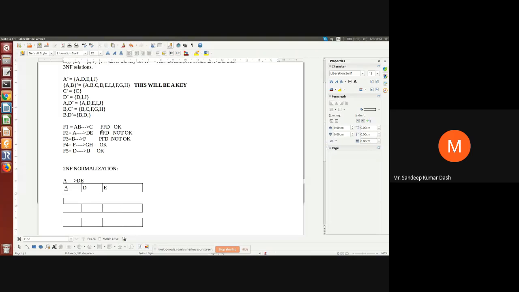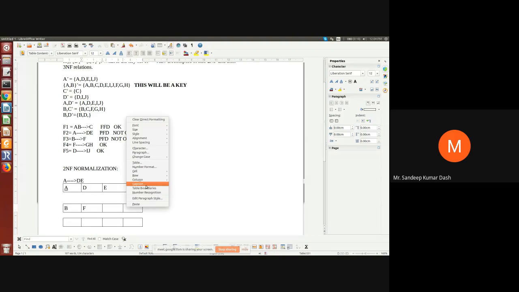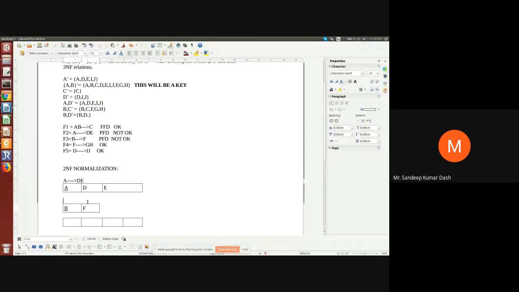Now next thing is this partial functional dependency B and F. Keep here B, keep here F. These two are not required. Now B will be the primary key here, so F will be fully functionally dependent on the primary key. So this is also okay. So for this, this will be the functional dependency, B determining F.